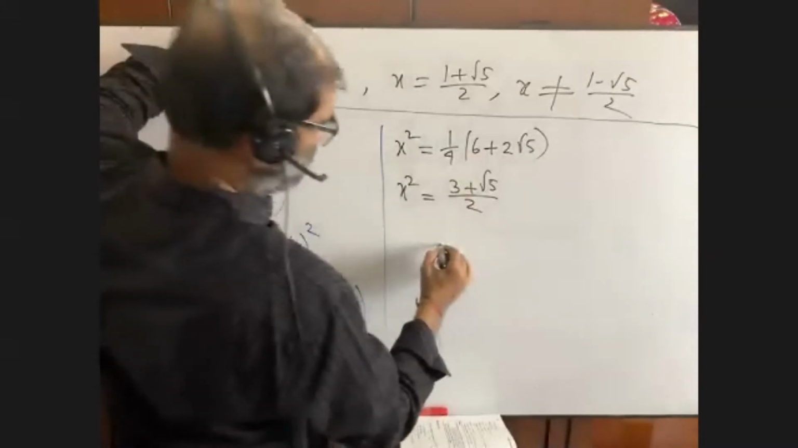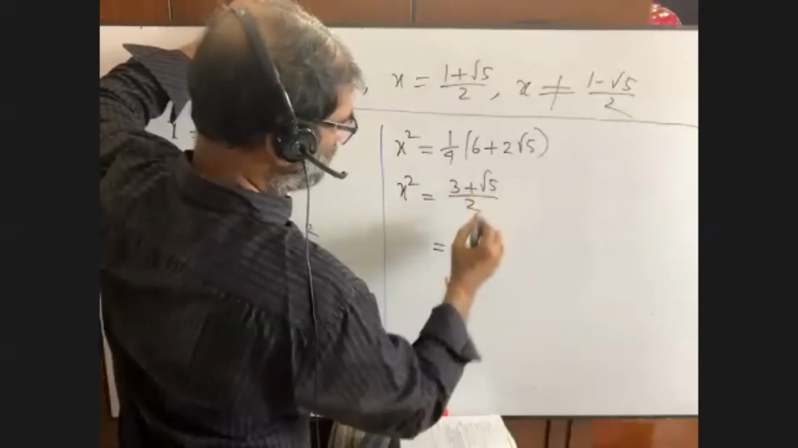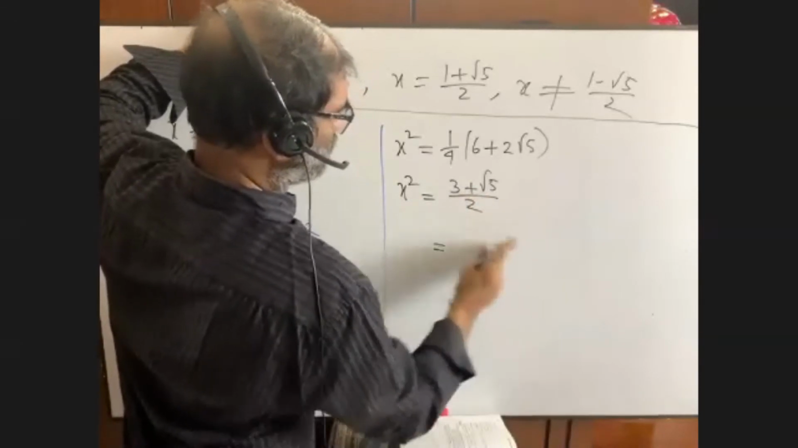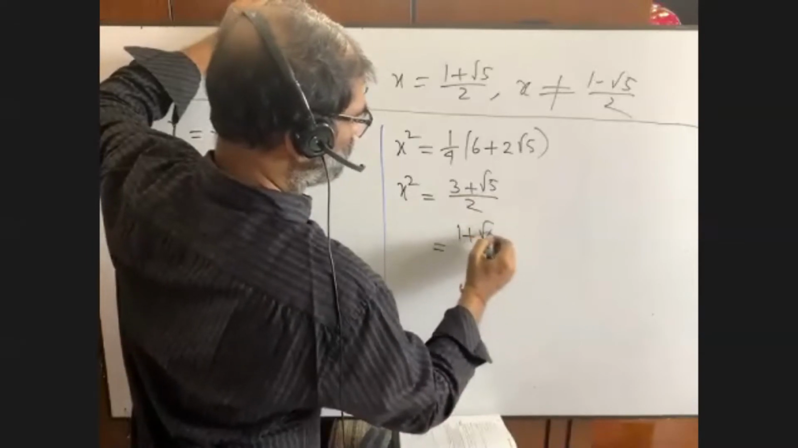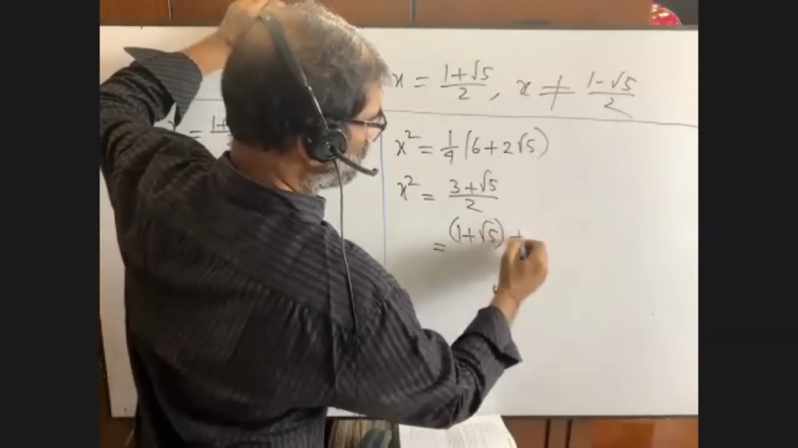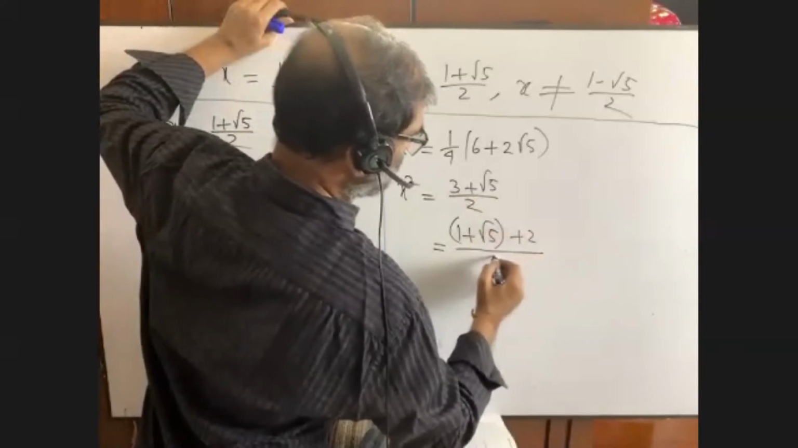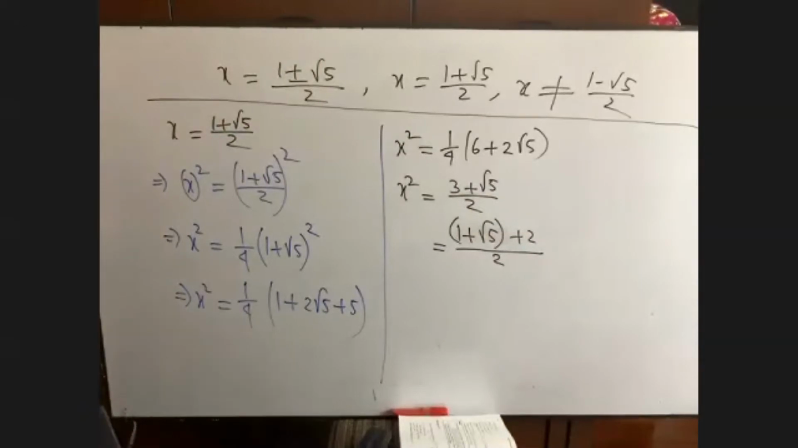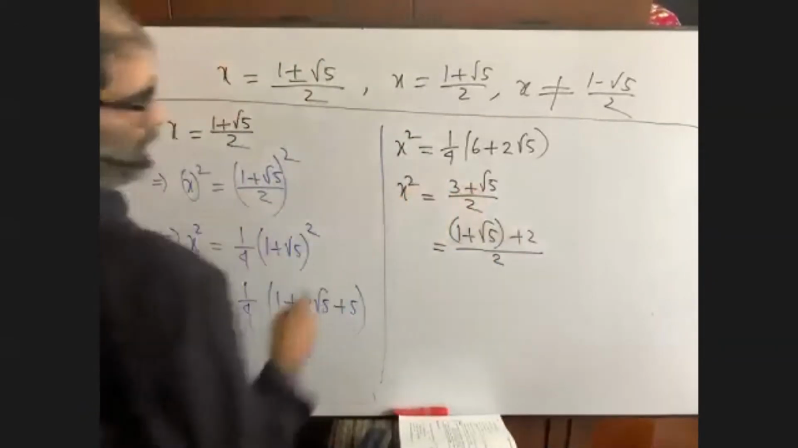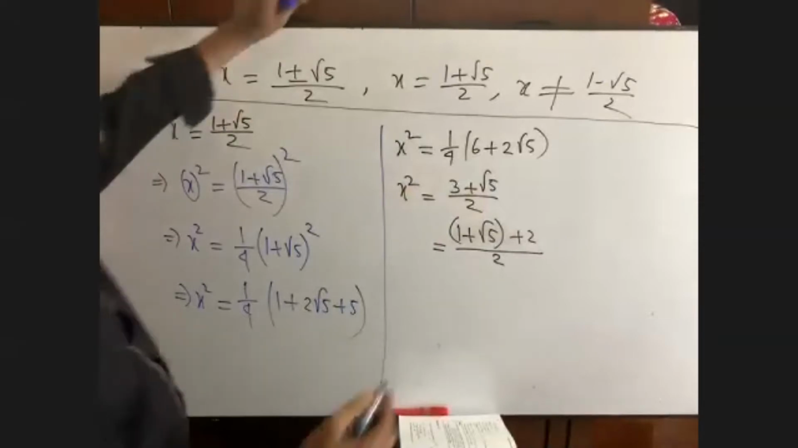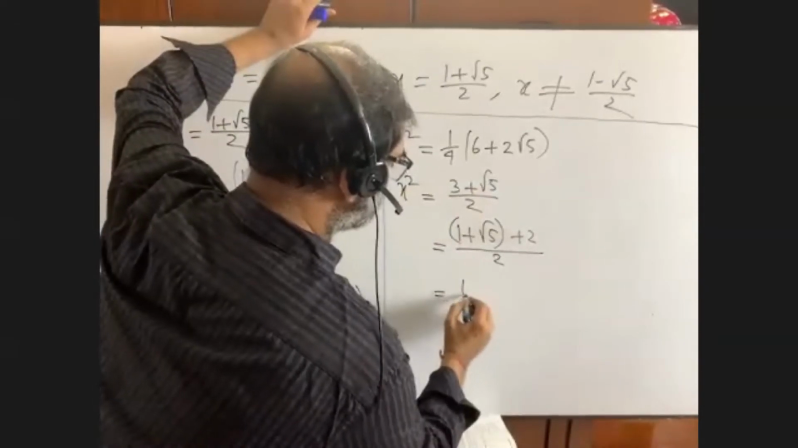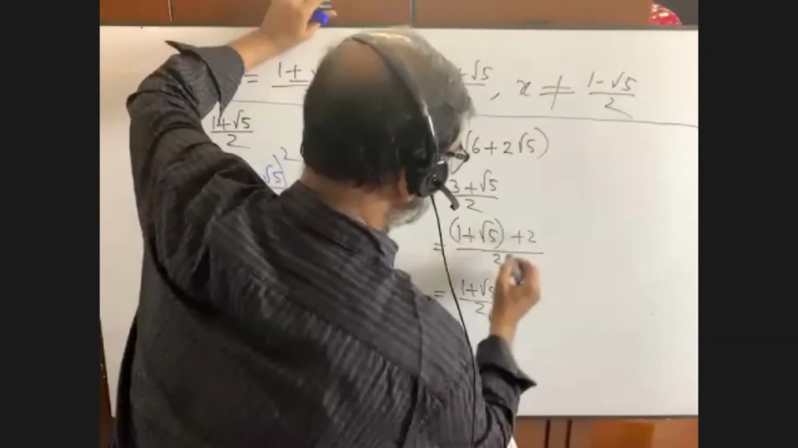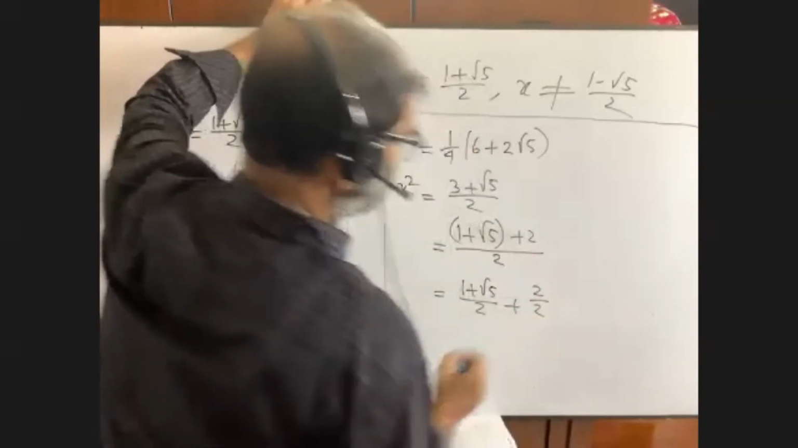Now you see it can be written 1 plus root 5 plus 2, by 2. If you write it, not a matter. 1 plus 2 equals 3. Now you see, partial fraction: (1 plus root 5) by 2 plus 2 by 2. This is partial fraction.